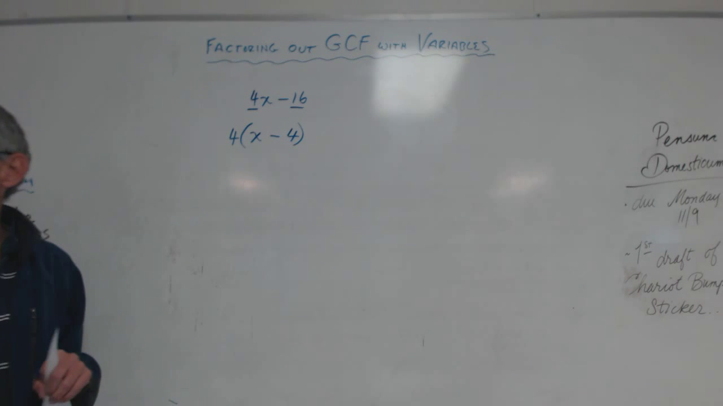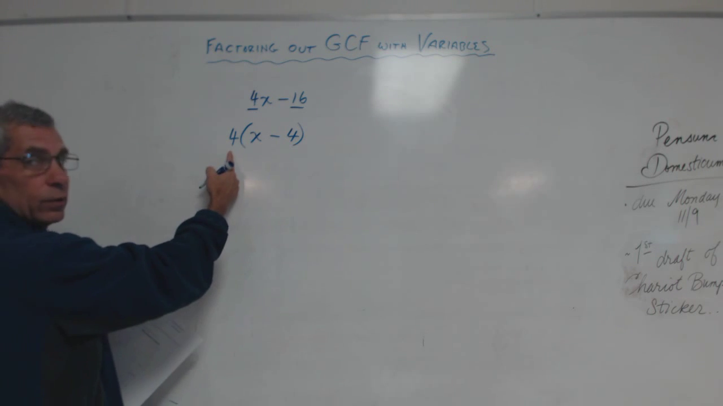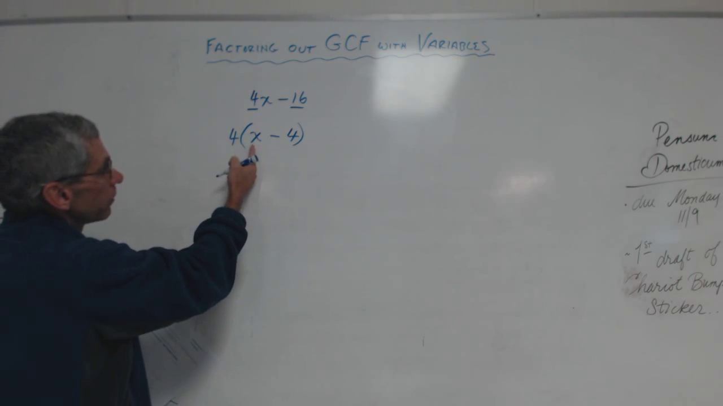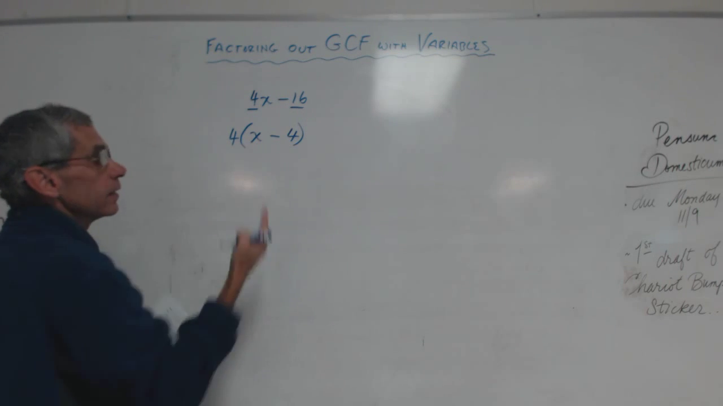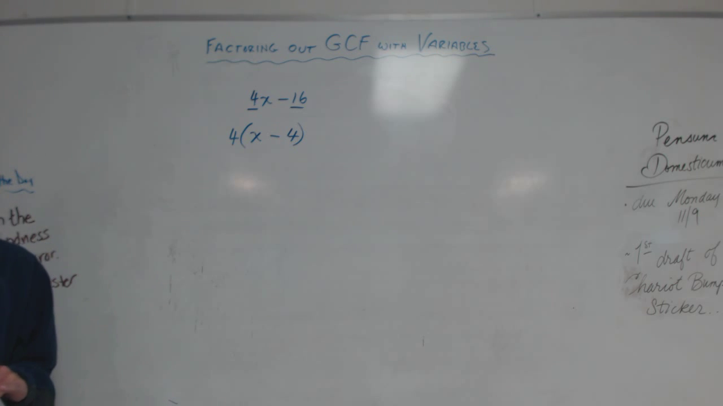And then I can always double check my work by just doing the distributive property. 4 times x is 4x. 4 times negative 4 is negative 16. Yes, it works. Very quick and easy to check your work when you do these things. Do you see that? All right.